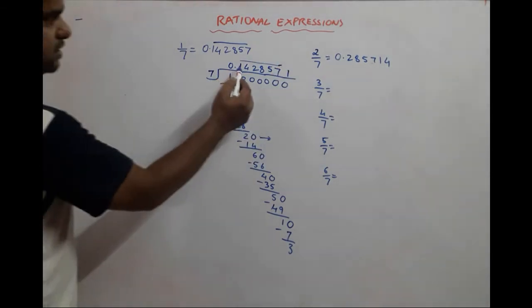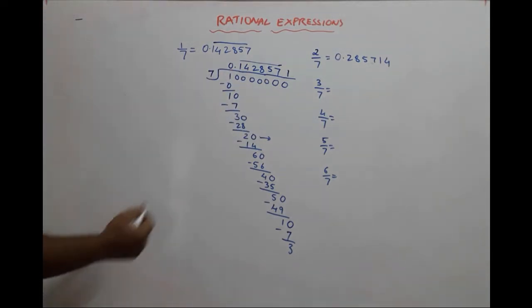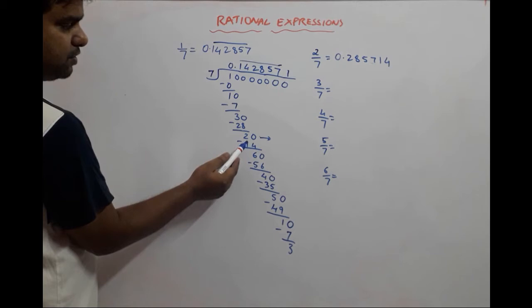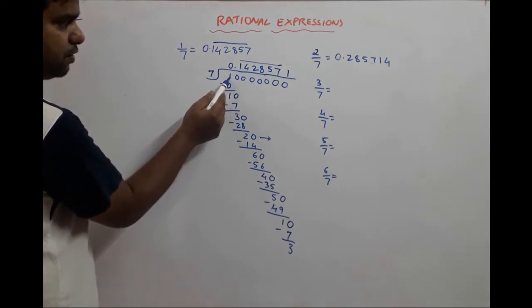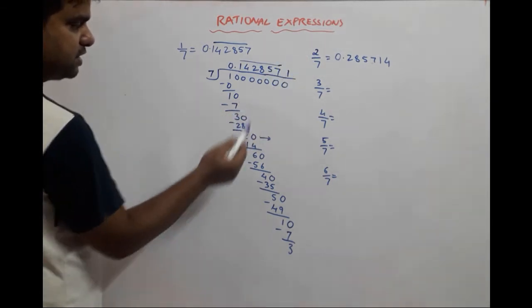We know that these digits are repeating. 1, 4, 2, 5, 8, 7 is repeating. But I started from 2. The reason I started from 2 is because we are dividing 2 and we are not dividing 1. We are not starting from here because 2 is our dividend in this case.